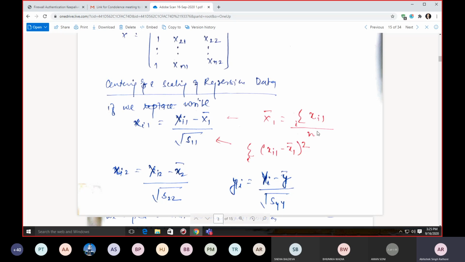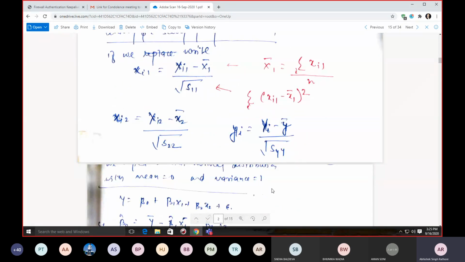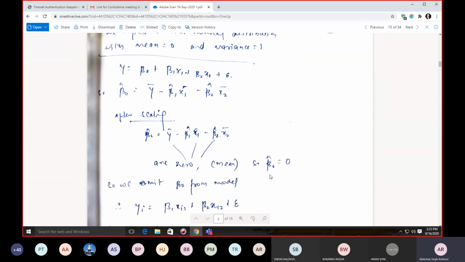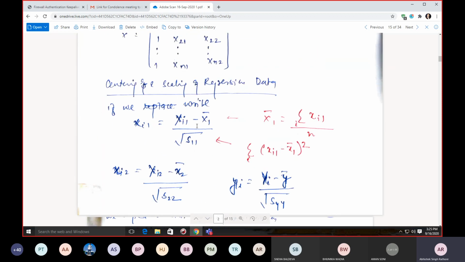This is my variance available, and this is my mean, the summation of x_i's upon n. So this is how we can write x_i1, and similarly x_i2. Similarly for y_i we have y_i minus y bar upon s_yy, which is the variance of y. Now when we shift to our standard normal distribution, it means that we are moving to the standard normal distribution.